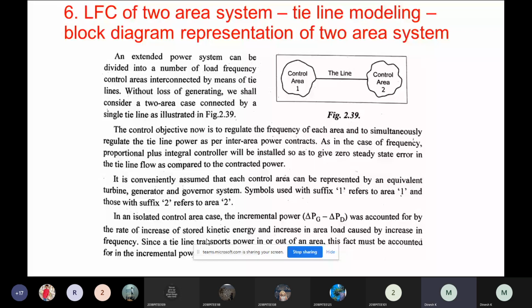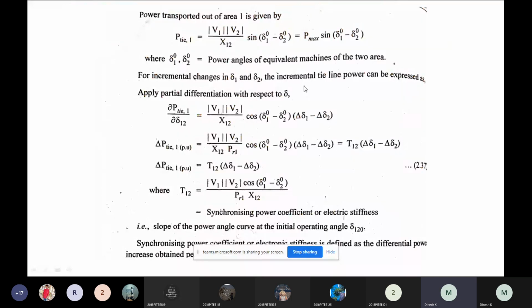So in last class, we discussed about LFC of two-area system. In the previous sessions, we came across only single area, where we covered static analysis, dynamic analysis, and mathematical modeling. In this session, we deal with the two-area system. In the previous session, the two-area system modeling was carried out.